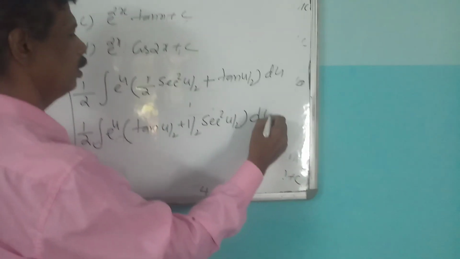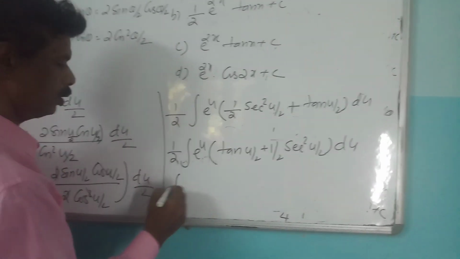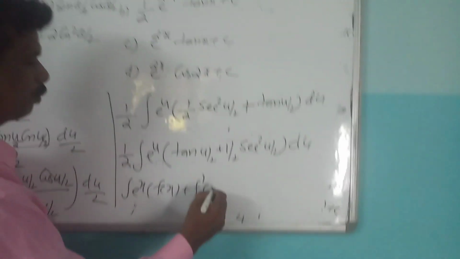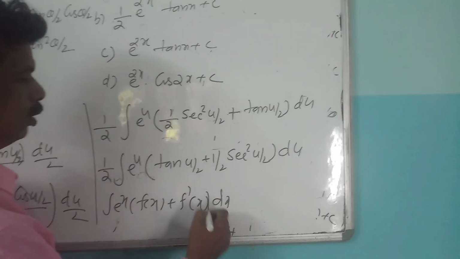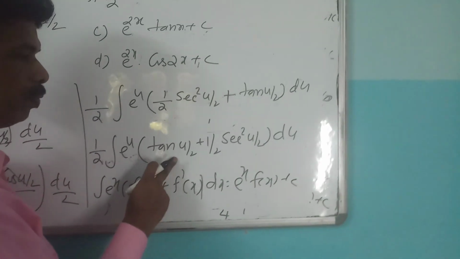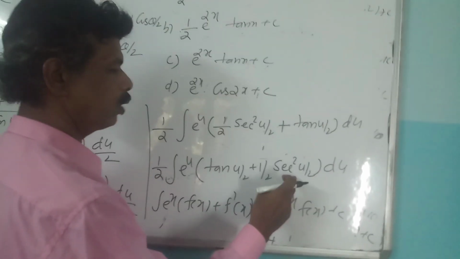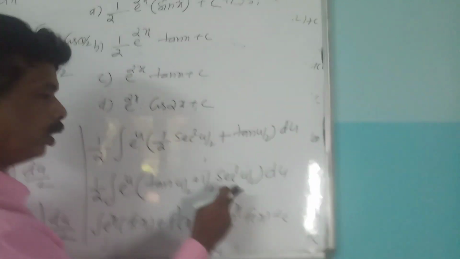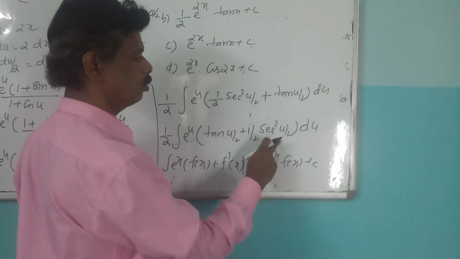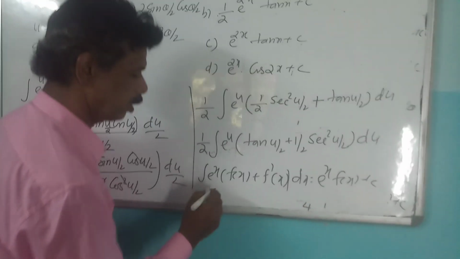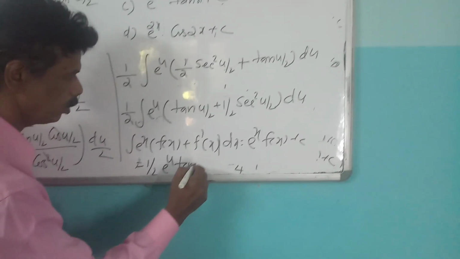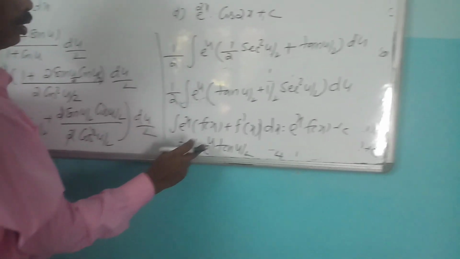into du. By the integration formula, integral of e raised to x into f of x plus f dash x dx is equal to e raised to x f of x plus c. The derivative of tan u by 2 equals sec square u by 2 into 1 by 2. So we can write this answer equal to half e raised to u tan u by 2. Instead of u, we can write 2x.